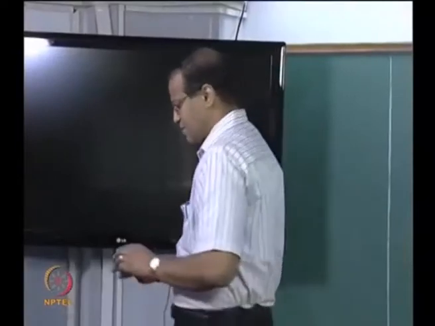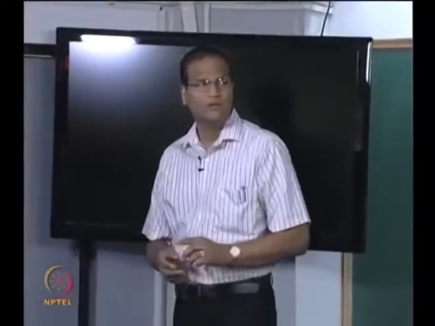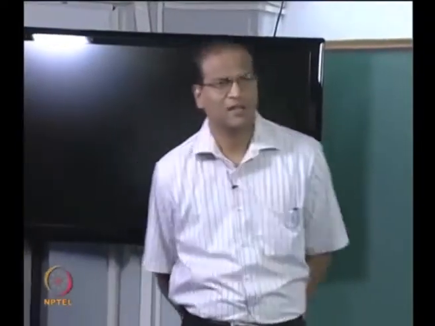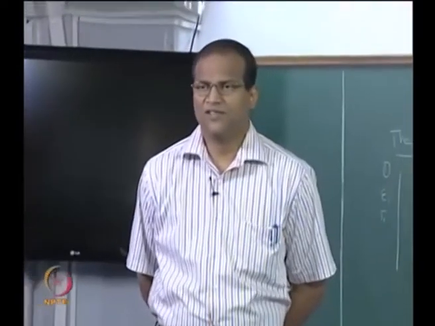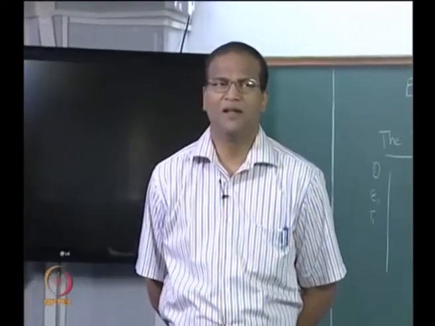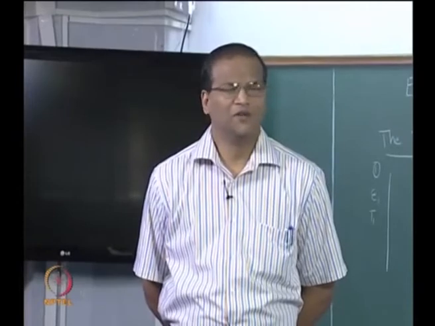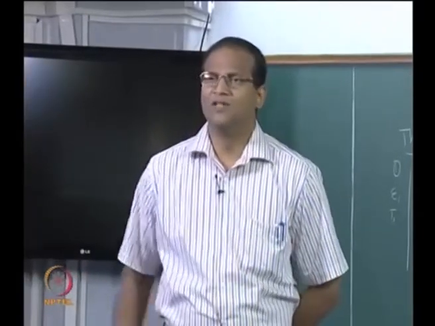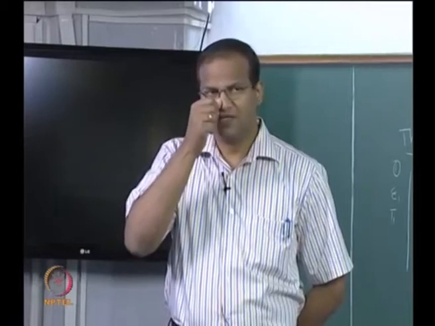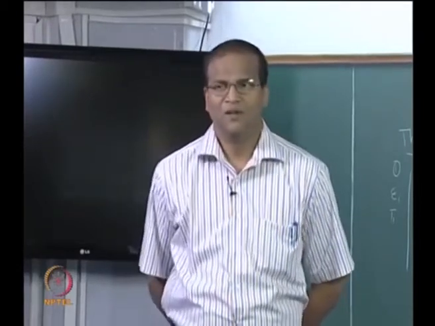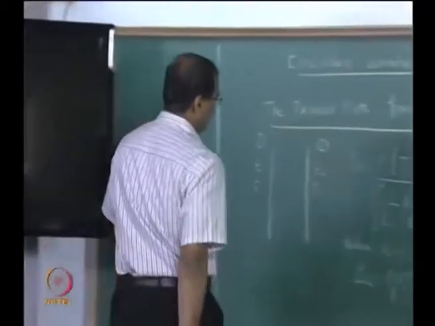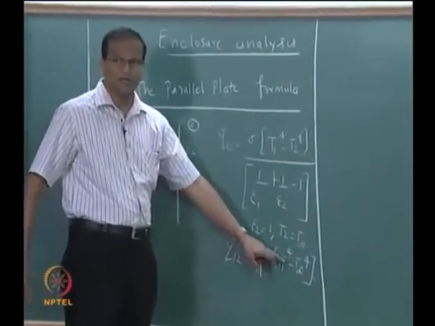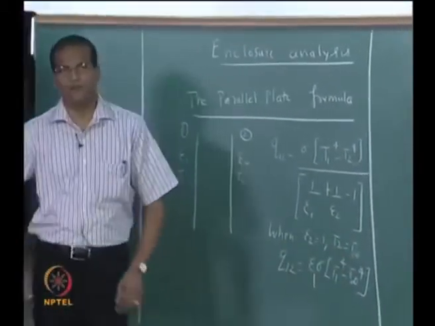In yesterday's class we solved a few problems in enclosure analysis. We started off with a one surface enclosure, namely we just took a plate which had an emissivity of epsilon, or epsilon 1, temperature T or T1, and the outside was at T infinity. You can consider it to be a black body at T infinity. We got the very familiar result, q equal to epsilon sigma (T to the power of 4 minus T infinity to the power of 4).